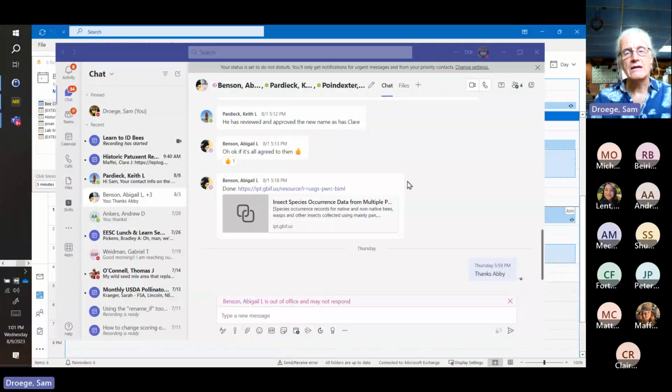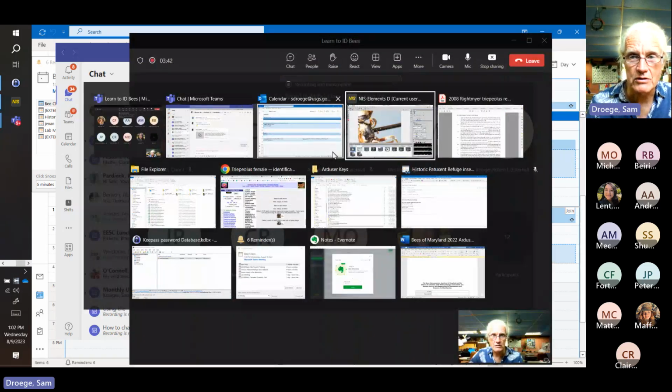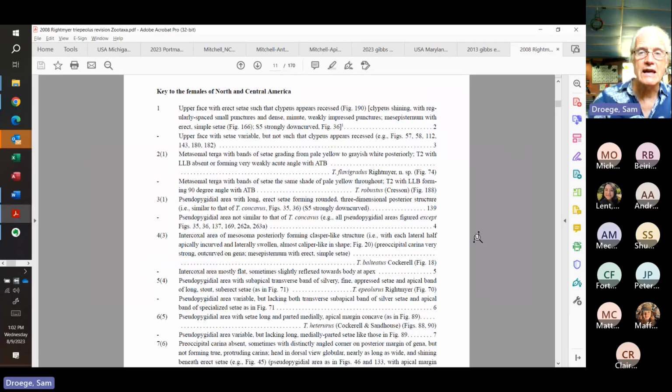It has the issue that it covers all of North America and Central America at once. So you have to claw through a lot of things, which is fine. And if people like dichotomous keys, it's basically the same information presented in a dichotomous fashion rather than on Discover Life in a non-dichotomous way. So people don't have that key handy. Here's the key to females of North and Central America from Molly.